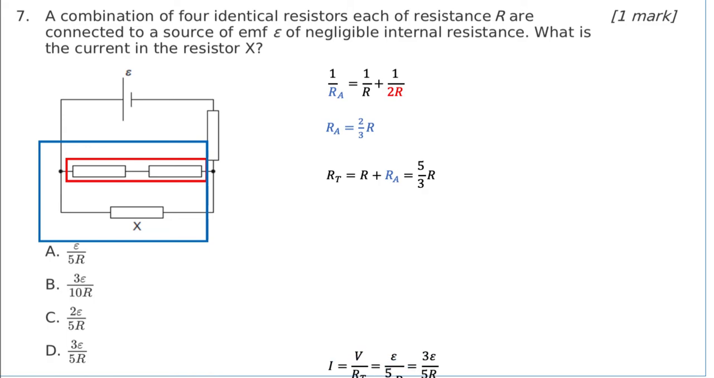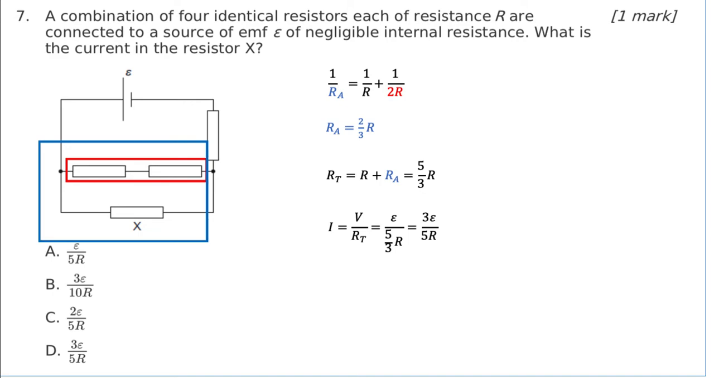Why do we do this? Well, we can do this to calculate our current through the whole circuit. We do that by using I equals V over R. This time we're going to use the total resistance, which we've just calculated as 5/3R. We've got EMF divided by 5/3R. We've got 5/3 on the bottom, so it becomes 3/5 on the top there.